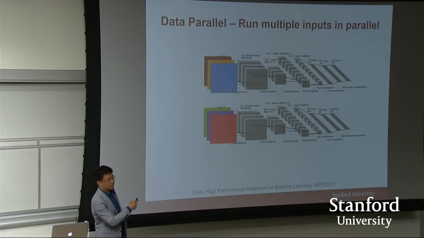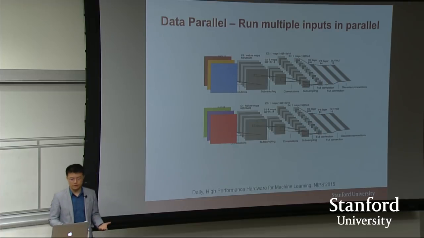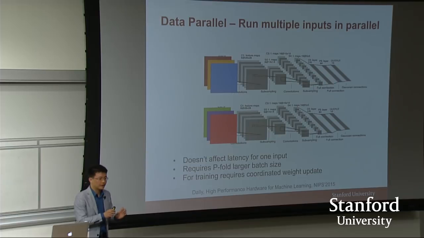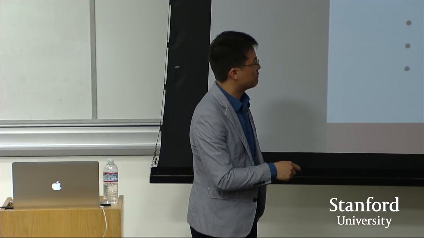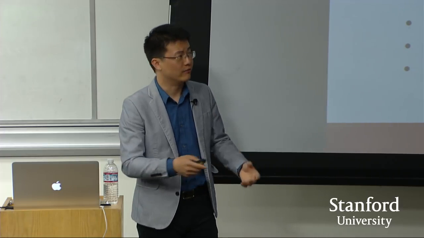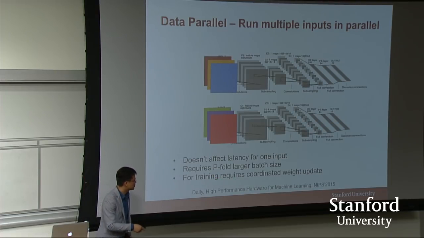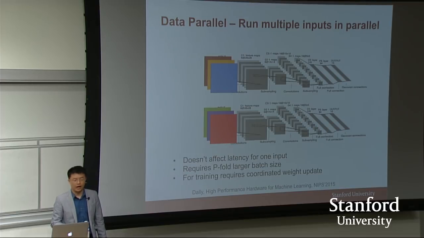Actually, there are a lot of opportunities for parallelism in deep neural networks. For example, we can do data parallel. For example, feeding two images into the same model and running them at the same time. This doesn't affect the latency for a single input. It doesn't make it shorter, but it makes the batch size larger. Basically, if you have 4 machines, your effective batch size becomes 4 times as before. So it requires a coordinated weight update.